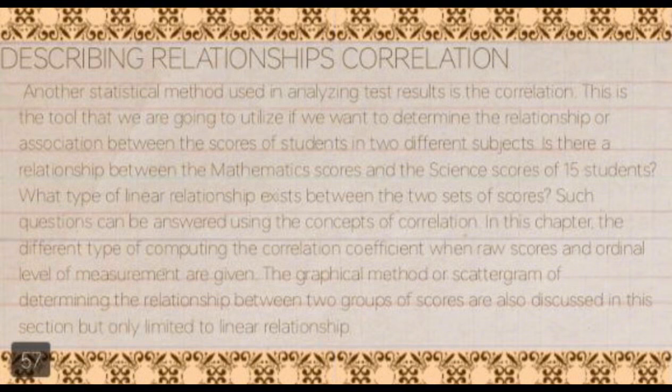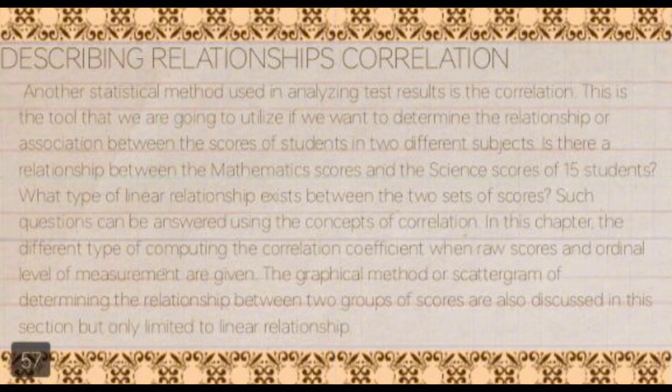In this chapter, the different types of computing the correlation coefficient when raw scores and ordinal level of measurement are given are discussed. The graphical method of scattergram for determining the relation between two groups of scores is also discussed in this section, but only limited to linear relation.